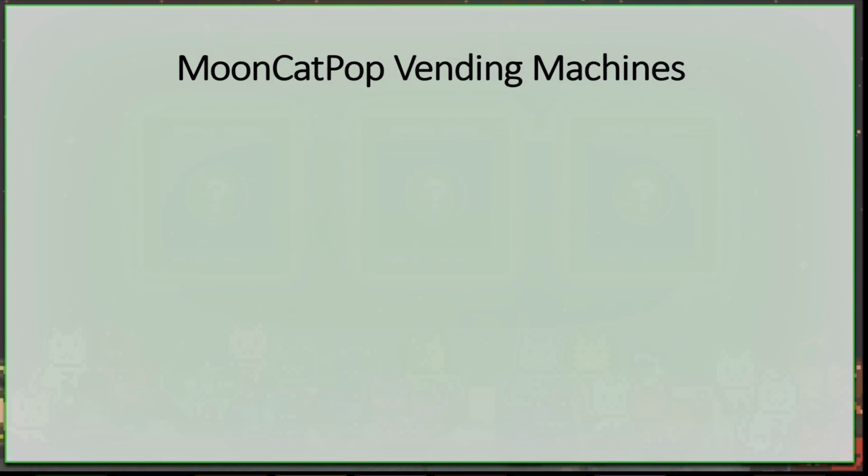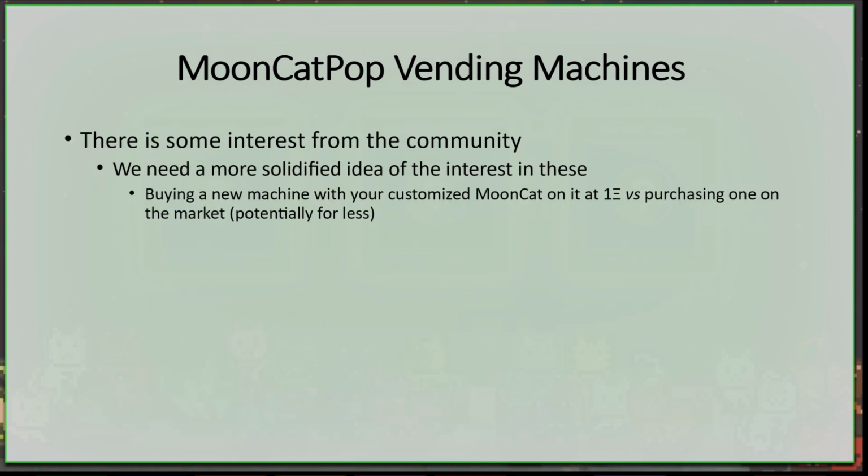Another thing that we see people talking about semi-regularly is MoonCat Pop vending machines. And so for those of you who are a little bit newer to the MoonCats ecosystem, vending machines are your pass into the... Sorry, I'm seeing people talk about crypto dick butts now. Mistakes have been made. MoonCat Pop vending machines are your golden ticket into the MoonCats DAO, which is called the Meow.